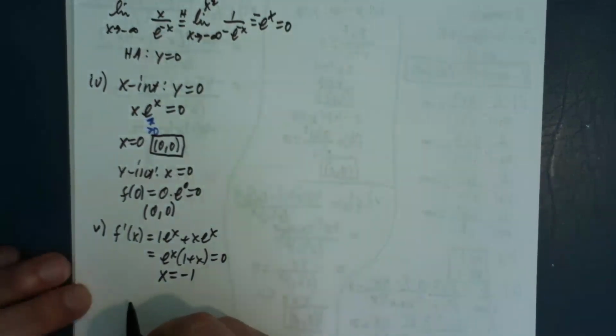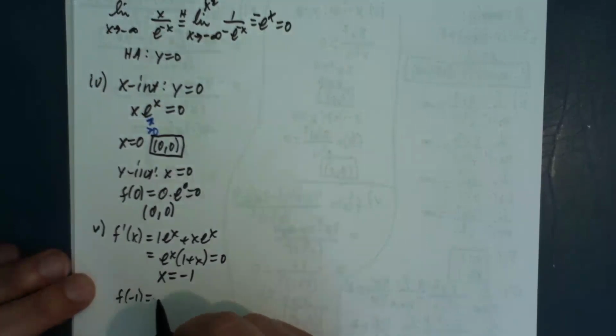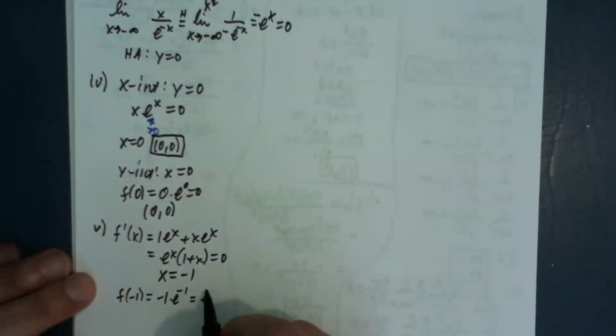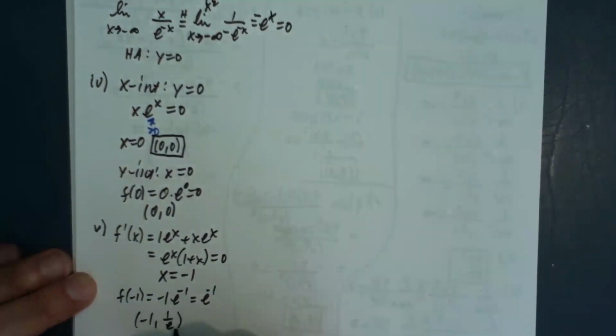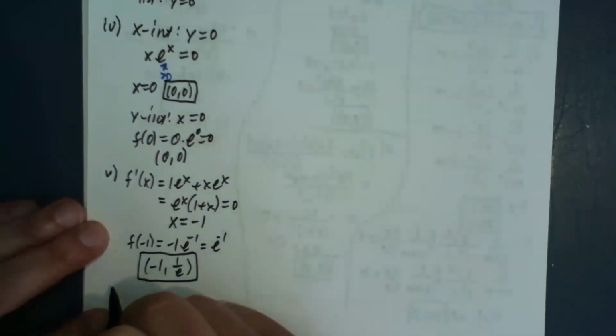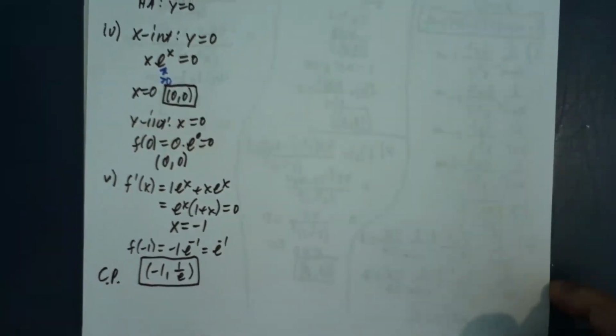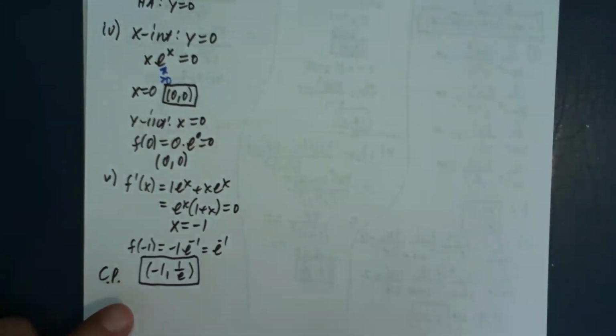So in fact, let's actually get a point so that we can do this. So f of negative 1 is going to be negative 1 times e to the negative 1. That's just negative e to the negative 1, or negative 1 over e. So at the point negative 1, negative 1 over e is our critical point. And well, we didn't explore the other one to see if we had local minimums or maximums or not, but we will with this one. I ran out of room.